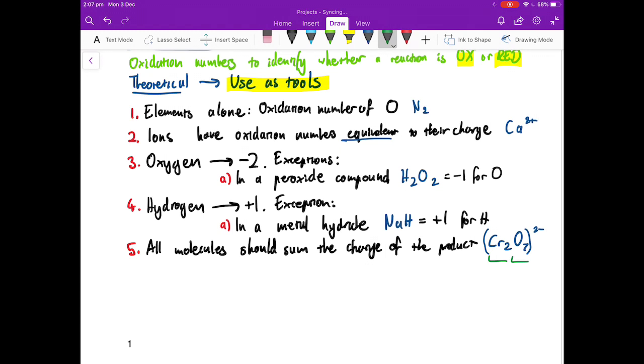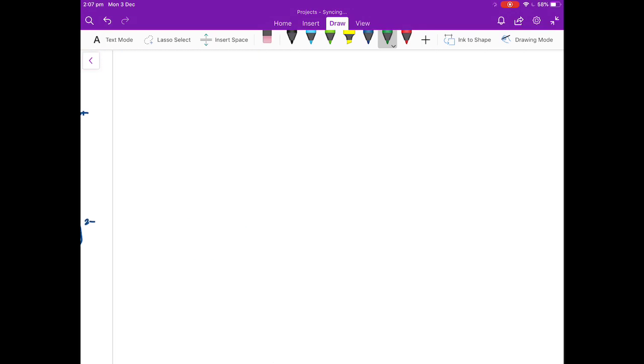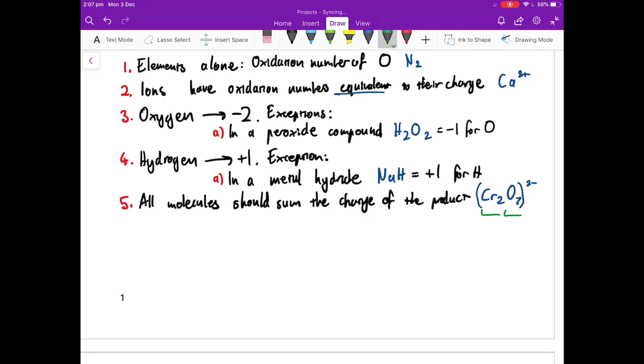So let's do a couple of examples so that we can get an idea of how this works. Actually, I'll do it over here so that you guys can still see the rules. Let's start out with CO2. Let's work out the oxidation number of the C in CO2. Whenever we're finding oxidation numbers, they are always going to be for an individual element within a larger molecule, or sometimes just an individual element on its own. So in this case, we're trying to work out the oxidation number of C.